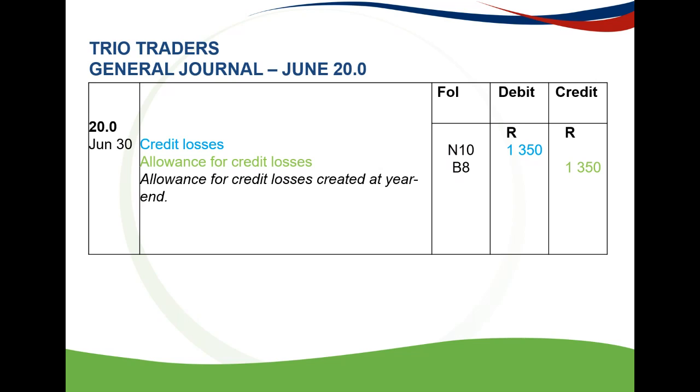And our allowance for credit losses must be credited because it's an allowance, it's a negative asset account or a contra asset account. So therefore it will have a credit balance, and therefore we credit our allowance for credit losses with the 1,350. And this is the allowance that at year end was created, because previously there was no allowance, and now we have this allowance of 1,350.